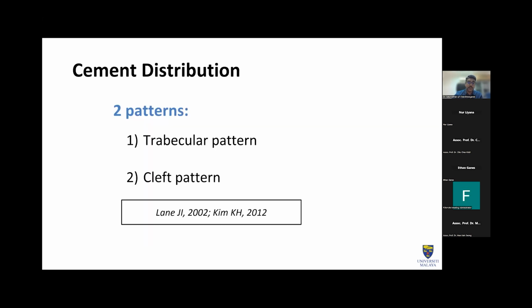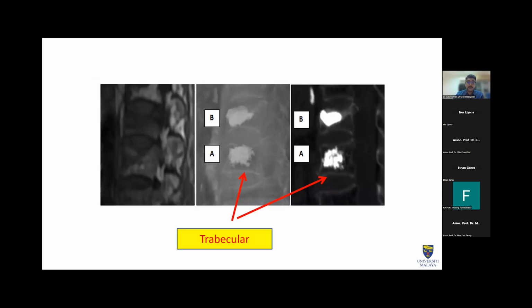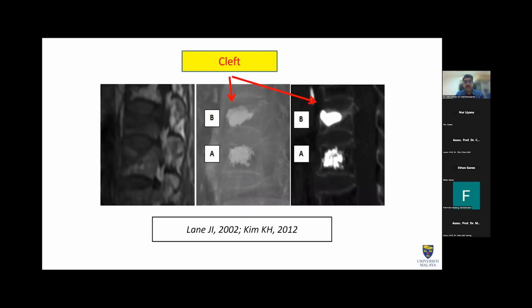Cement distribution can be divided into two patterns, trabecular pattern or cleft pattern. Trabecular pattern usually is seen in acute fractures, and cleft pattern can be observed when we inject cement into an intravertebral cleft.